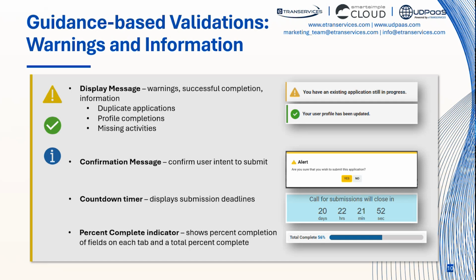And then completion indicators. This is showing the applicant how much of their application has been completed. So again, while guidance validations alone don't stop a submission, they can become more powerful when they're combined with those preventative validations. And then they just offer that helpful insight as you move through the process.